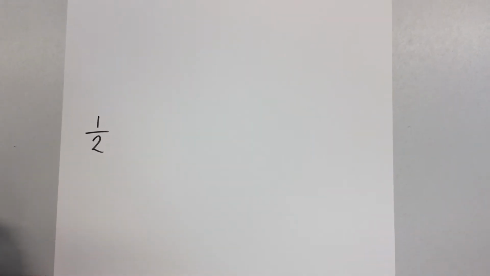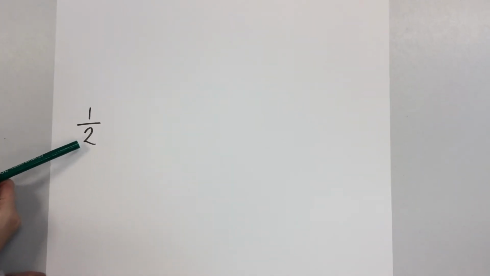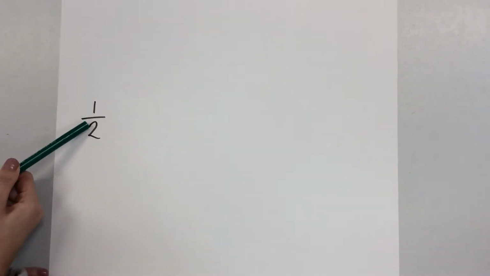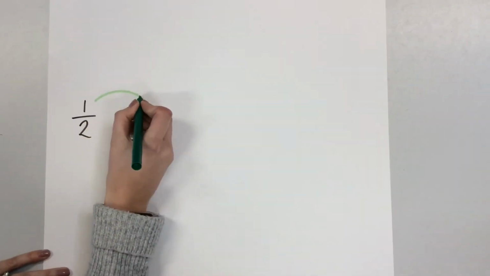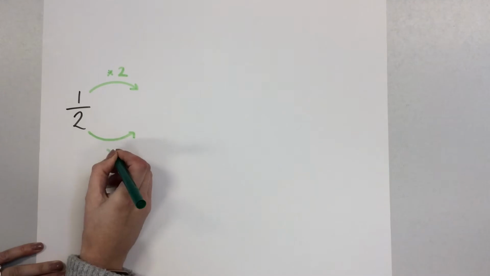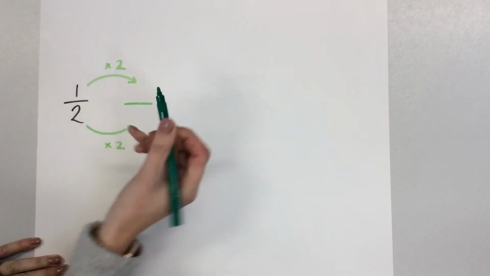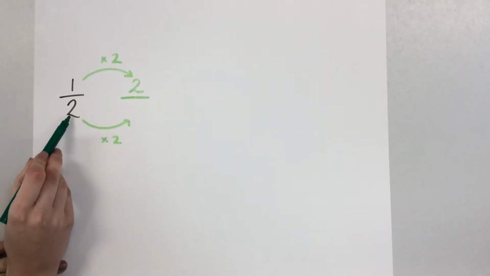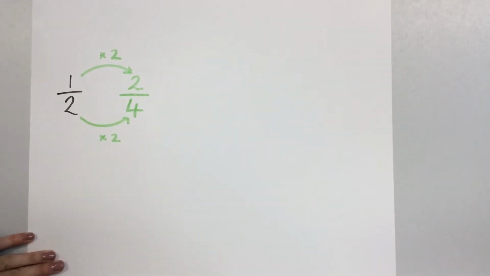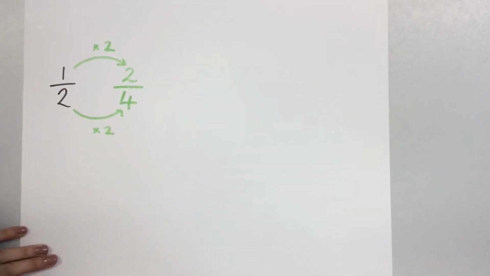Now as Miss Miskin said in your last video, whatever you do to the numerator at the top, you need to do to the denominator as well. Okay, so for my first one, I'm going to times both these numbers by 2, and I'm going to draw an arrow to show this. Okay, so my 1, my numerator, times by 2 equals 2, and my denominator, 2 times by 2 equals 4. So our first equivalent fraction to 1/2 is 2 line 4, which we will say 2/4.